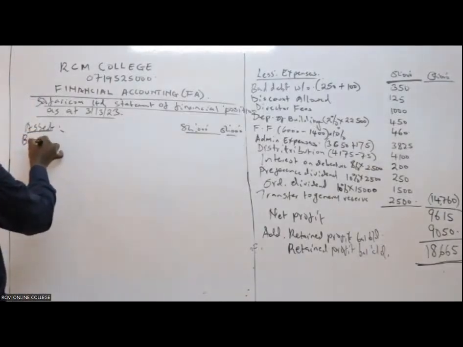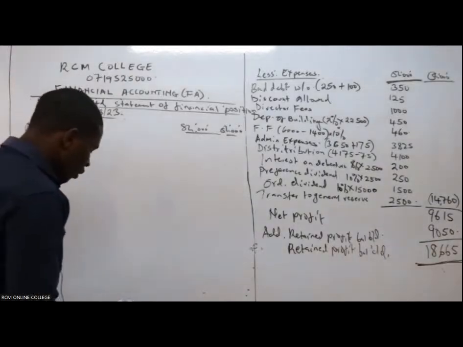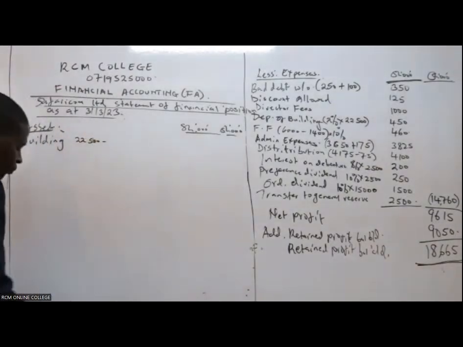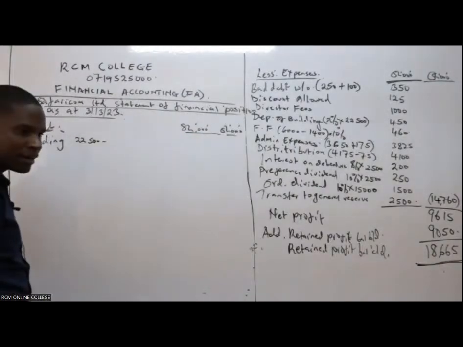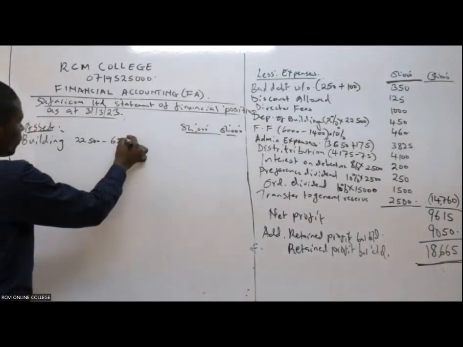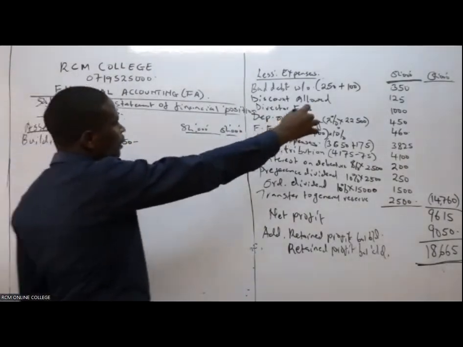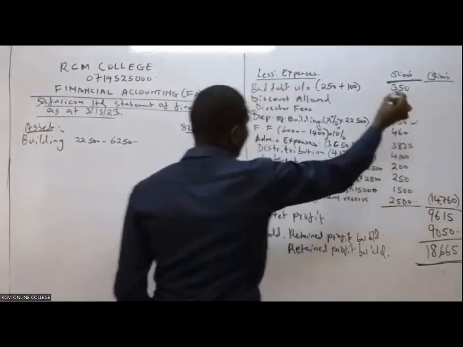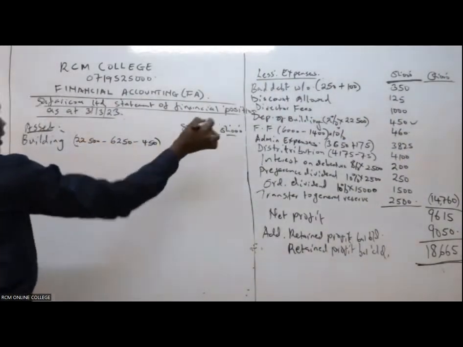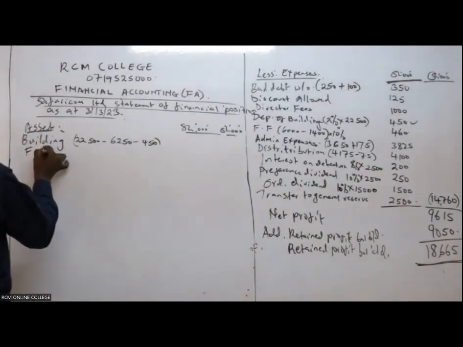So what will be the value of my building in this case? I have to check the cost. Cost was 22,500. I have to subtract the accumulated depreciation, which was 6,250, and then subtract the depreciation for the year, which I was given. Depreciation for the year for building was 450. And whatever I get, I put at the end column.